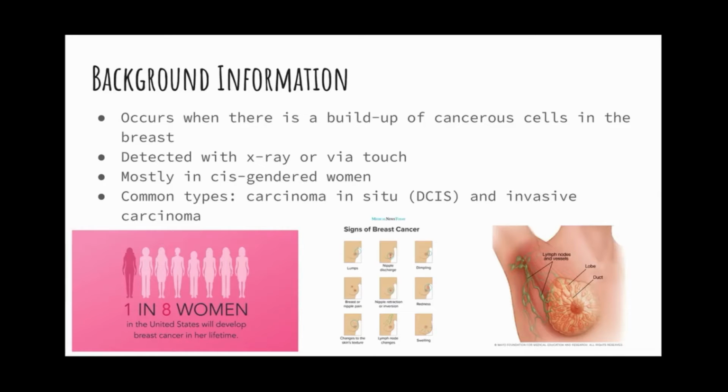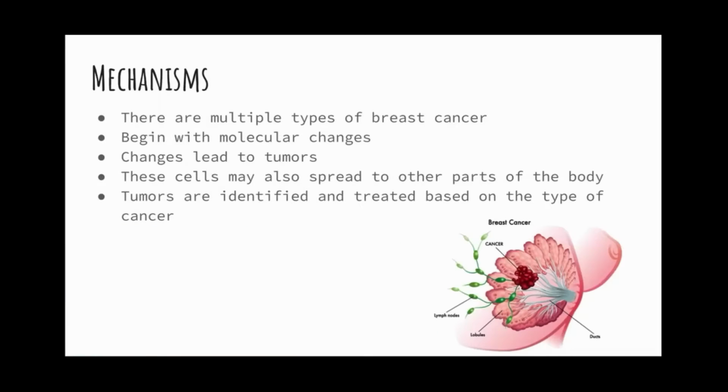Common types are carcinoma in situ and invasive carcinoma. Mechanisms are that, for one, there are multiple types that should always be recognized, but it begins with a molecular change, and that leads to tumors, and those tumors can spread to other parts of the body. They are identified and treated based on the type of cancer.